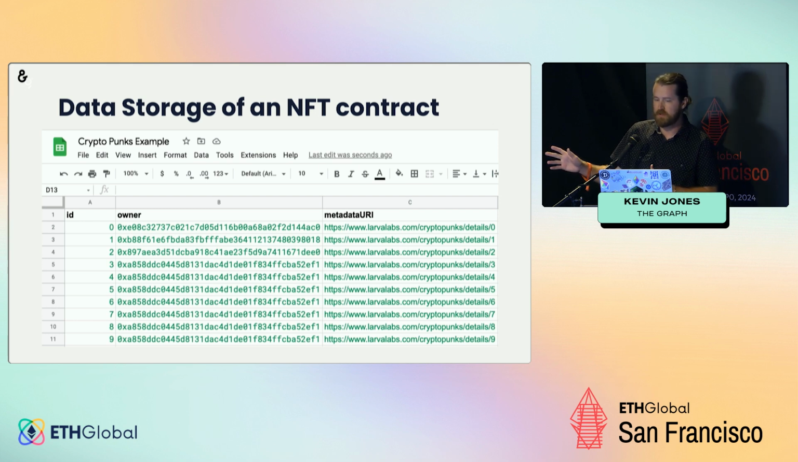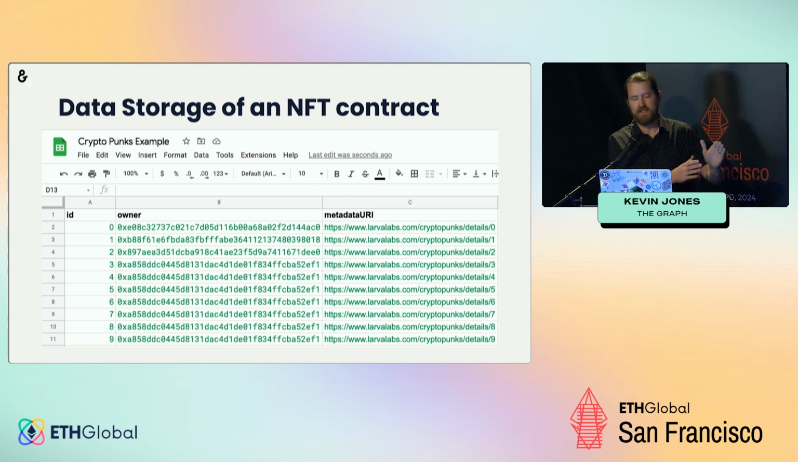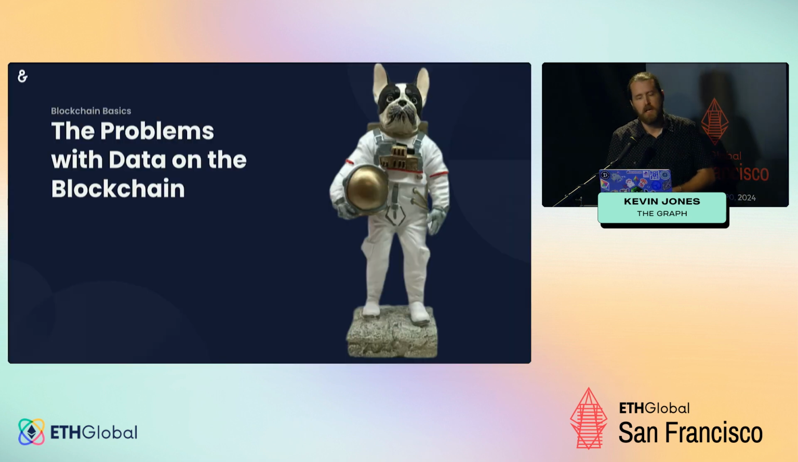This is the CryptoPunks contract. All the CryptoPunks contract is a list of the IDs, the punks, who their current owner is, and then where the metadata, which is all the off-chain data, sits. So this is a very basic use case of using the blockchain as a little bit of a database. And as these owners of the contracts change hands, we need a way to know what's going on and know who owns a punk at a particular time.